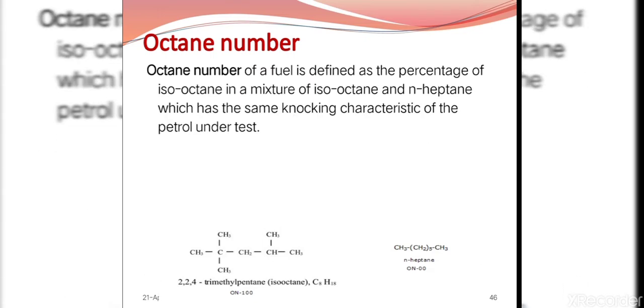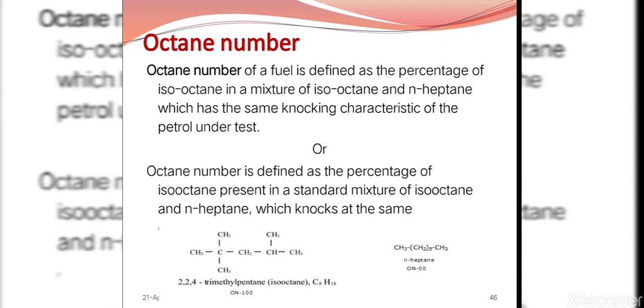Now let us define what octane number means. Octane number of a fuel is defined as the percentage of iso-octane present in a mixture of iso-octane and n-heptane which has the same knocking characteristic property as that of the petrol under test. Or, the same definition: octane number is defined as the percentage of iso-octane present in the standard mixture of iso-octane and n-heptane which has the same knocking character or compression ratio as that of petrol under the test.